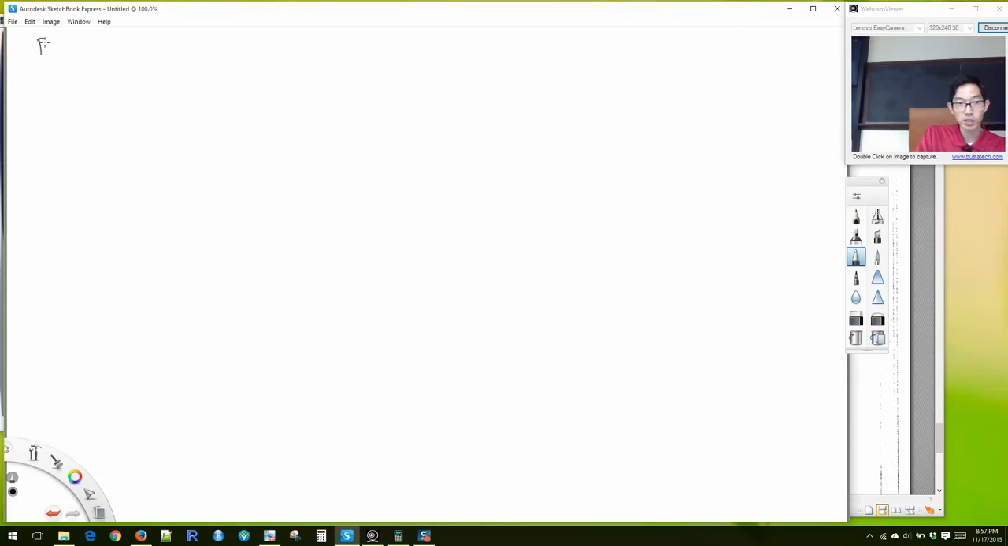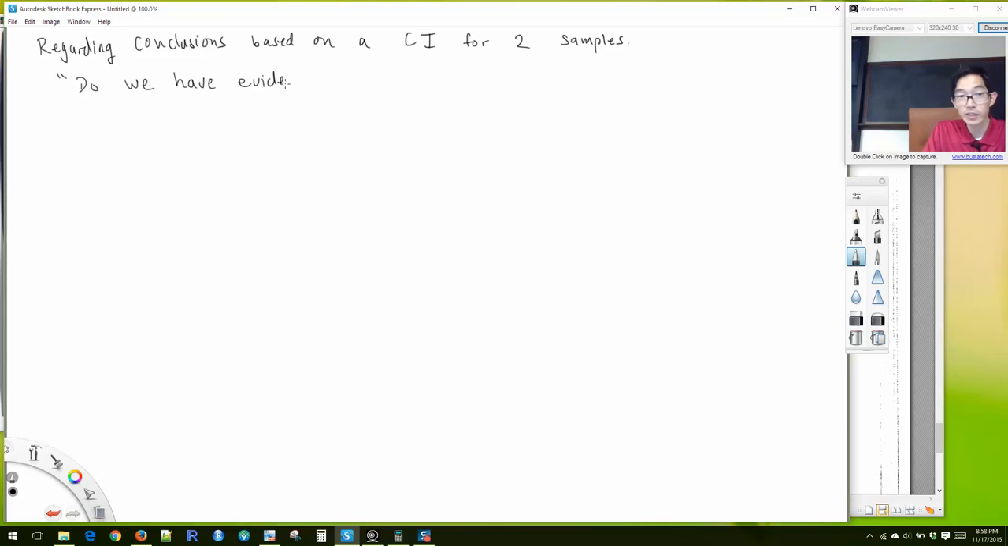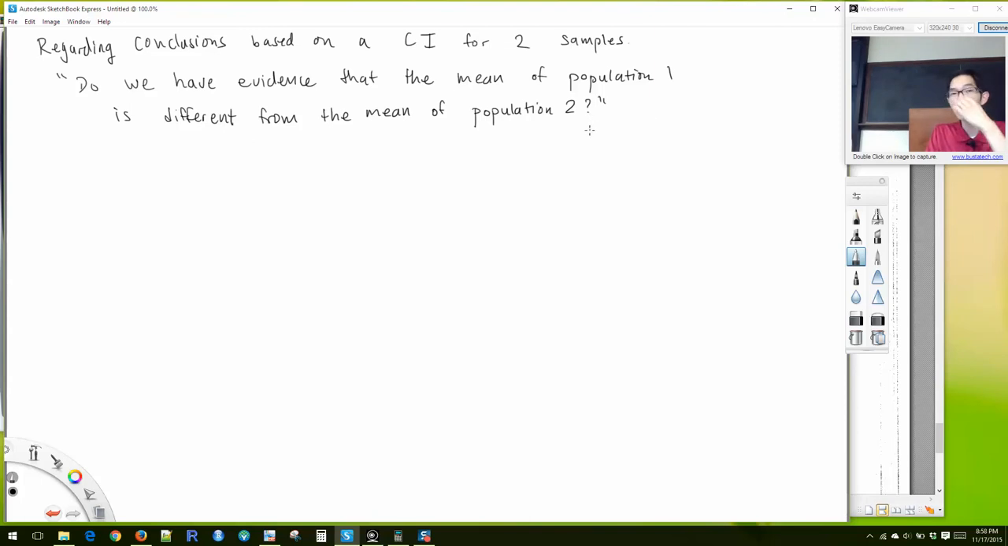Regarding conclusions based on a confidence interval, actually, I should say based on a confidence interval for two samples. The key here is somebody might ask, do we have evidence that the mean of population one is different from the mean of population two? And the answer to this depends on whether zero is in our interval.